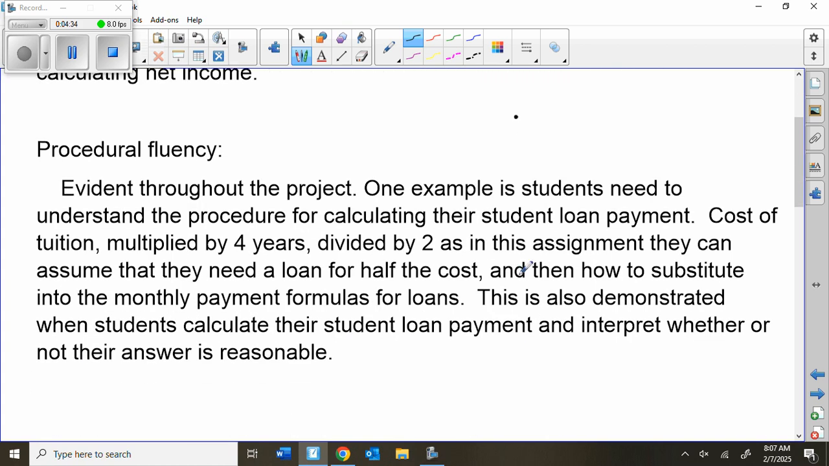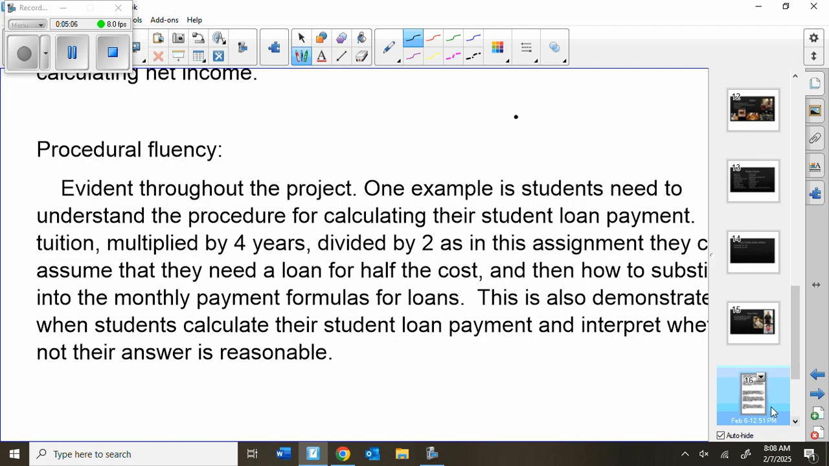Procedural fluency is evidenced throughout the project. One example is students need to understand the procedure for calculating their student loan payment. Each student's individual tuition, 4 years divided by 2. We talked about taking half for the student loan and then substituting those variables into that monthly payment formula. And so this is demonstrated when students calculate their student loan payment and interpret whether or not that is a reasonable amount to pay.